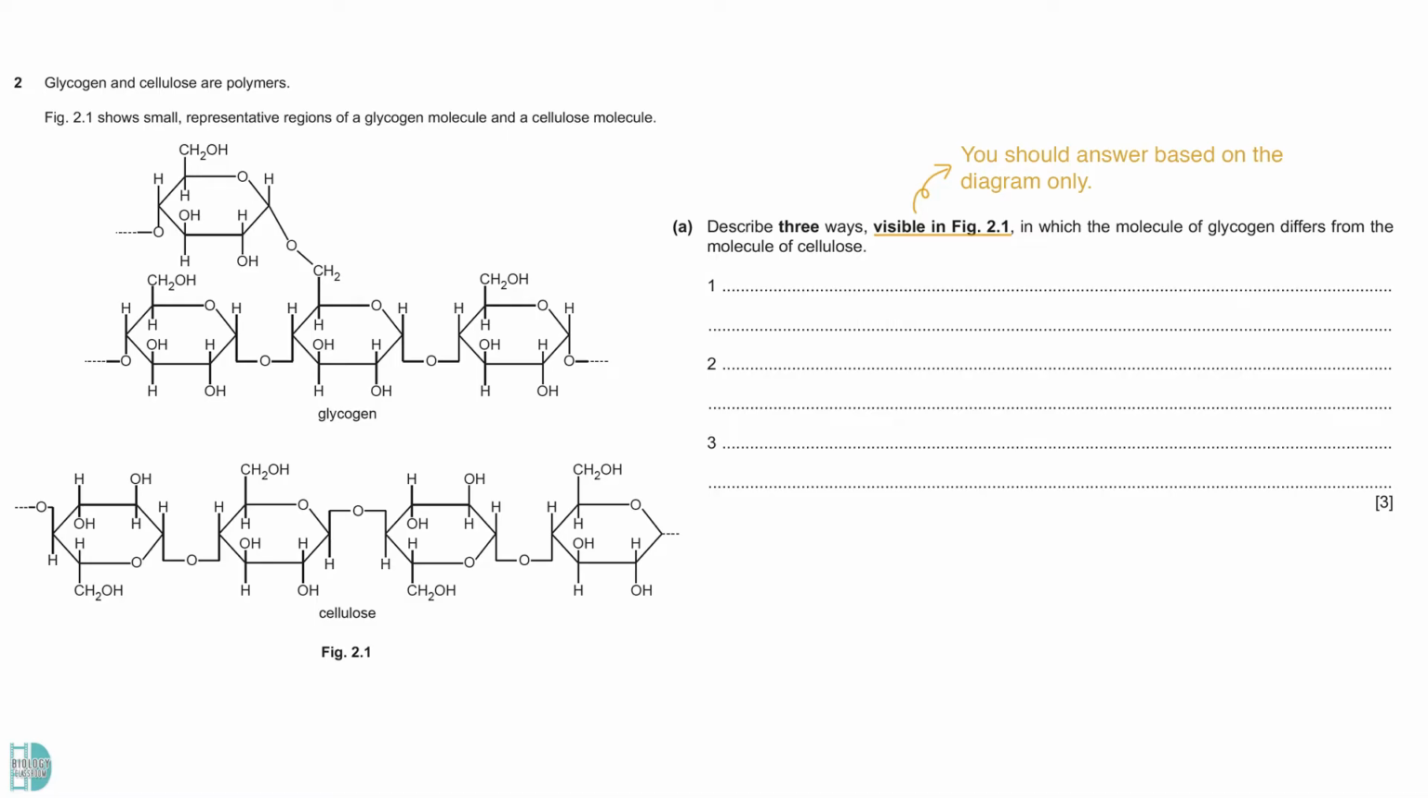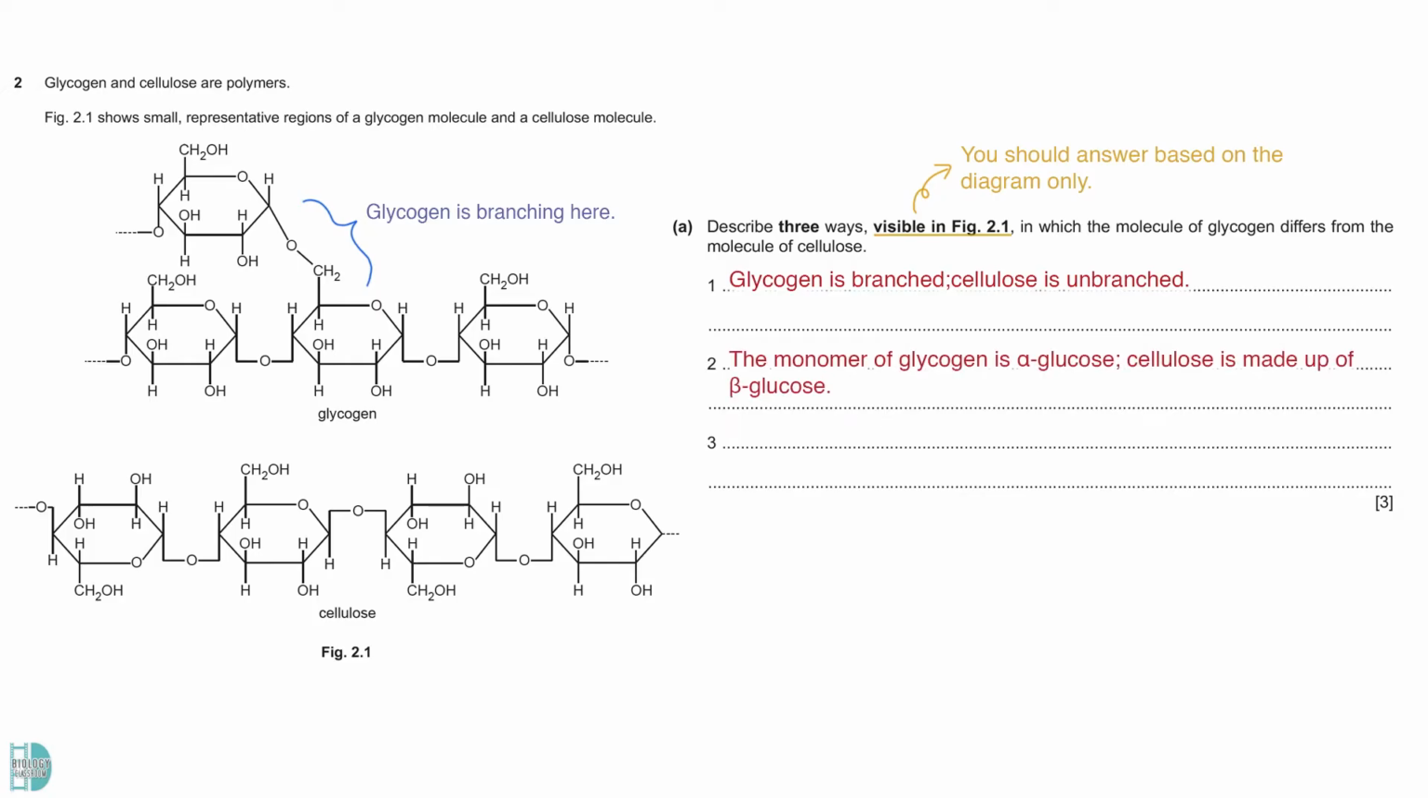The first difference is that glycogen is branched, but cellulose is unbranched. They are made up of different monomers too. For glycogen, it is alpha glucose, while for cellulose, it is beta glucose. You can tell from the picture by the way they form bonds with each other. Alpha glucose do not need to rotate for bond formation as the OH group on its carbon number 1 is on the same plane with the OH group on the carbon number 4.